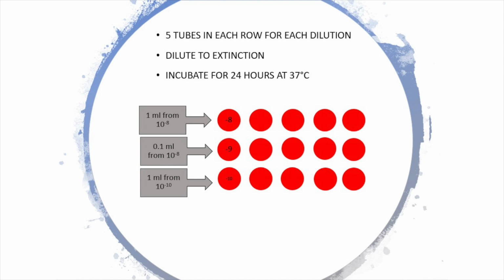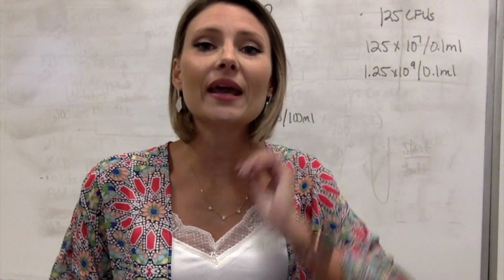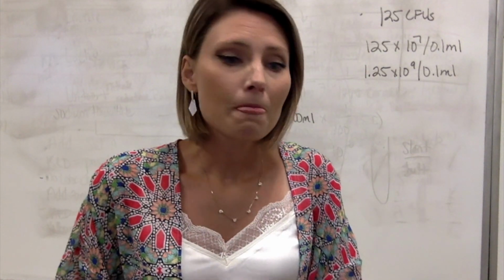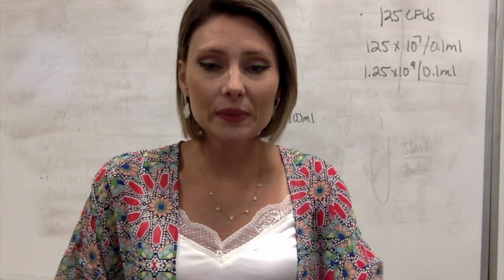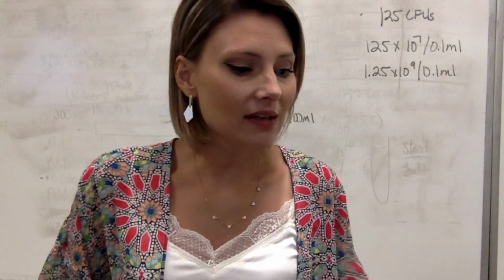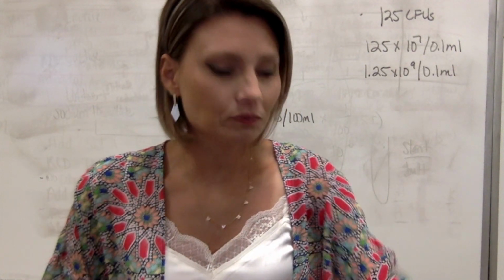So all of these tubes, I'm going to put in my 10 to the negative 8 dilution. I'm going to put a 10 to the negative 9 dilution in these, and then I'm going to put a 10 to the negative 10 dilution in these. And then we are going to see where the bacteria grows, and we're going to count the positive tubes. To inoculate the MPNs, I need my dilution blanks, which I have here.